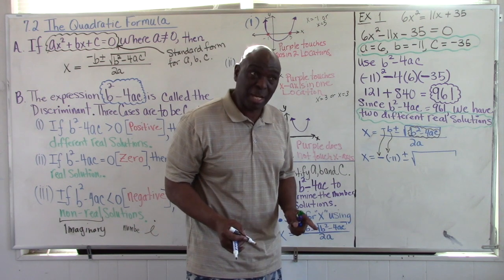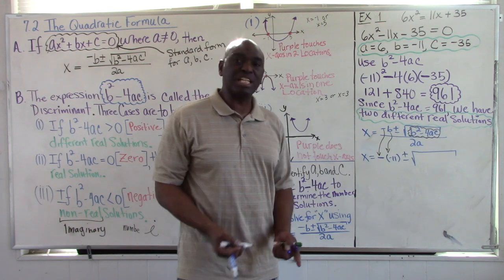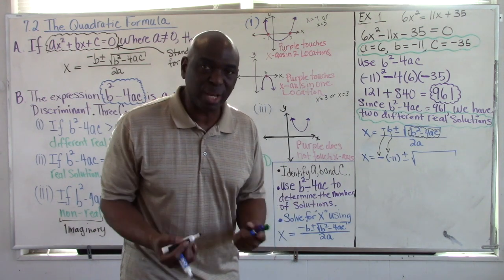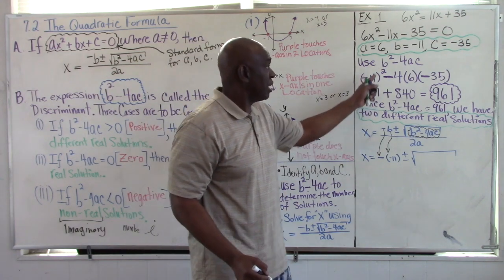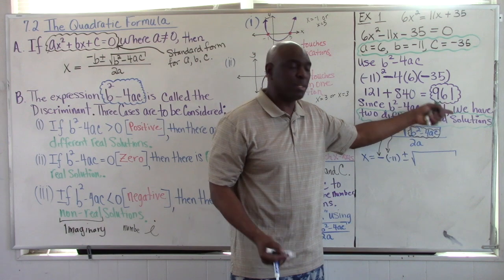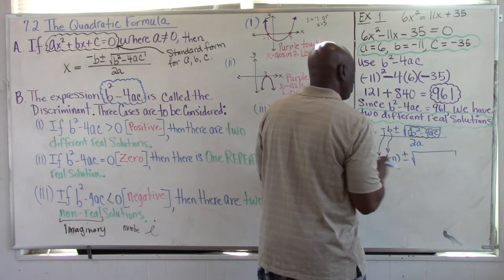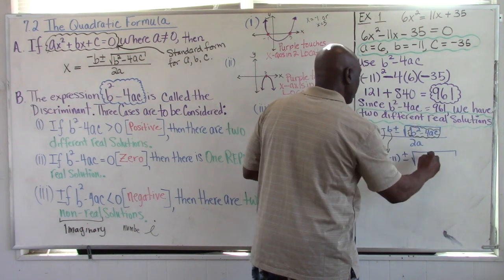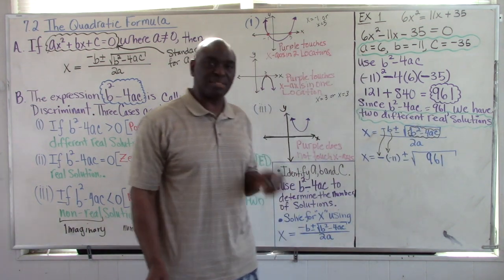What, Mr. Ray? I do not have to do the calculation for b squared minus 4ac. It's been done already. It's in purple. See? B squared minus 4ac. We did all that work and we got 961. There you go. So in here goes 961, and here goes 961.